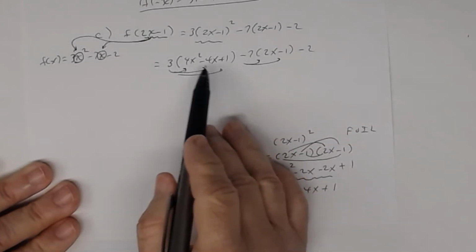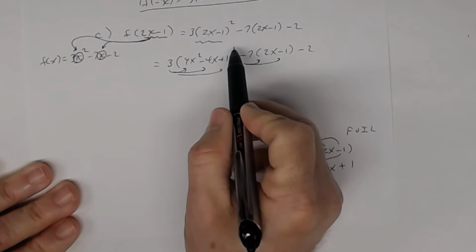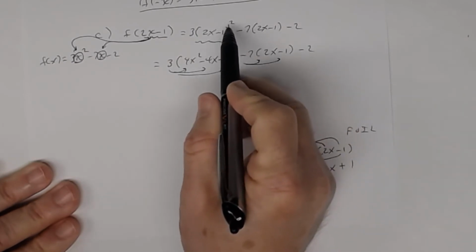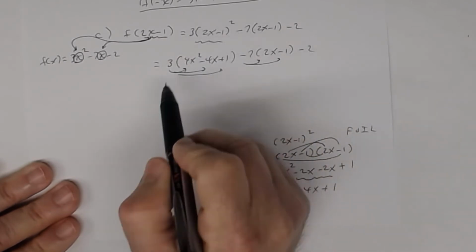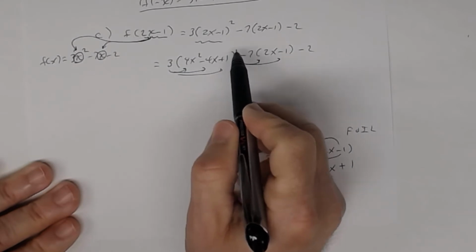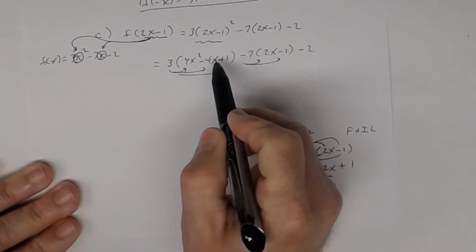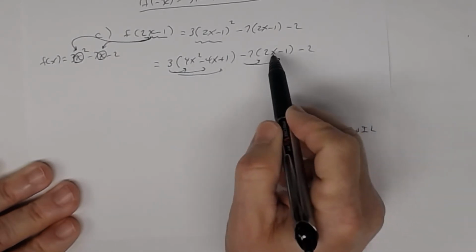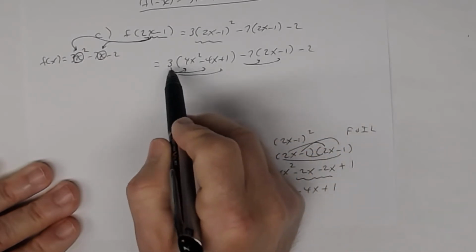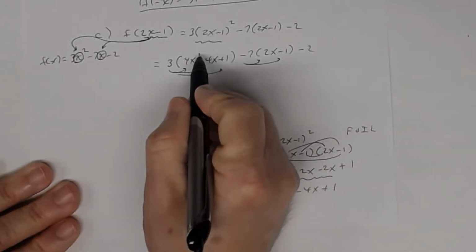So remember, you can use the distributive property whenever that exponent right here is 1. See how this was a 2? So you had to square first before you multiply. But since this exponent right here is now 1, see 4x squared minus 4x plus 1 raised to the first power, 2x minus 1 raised to the first power, I can now use the distributive property.